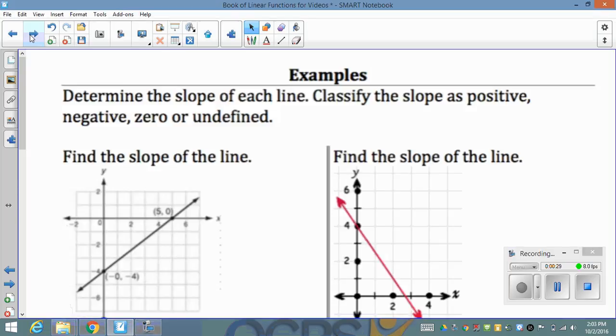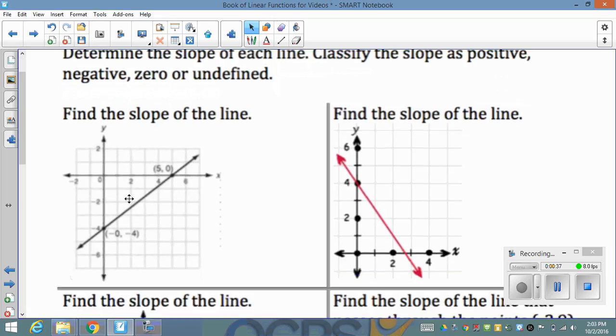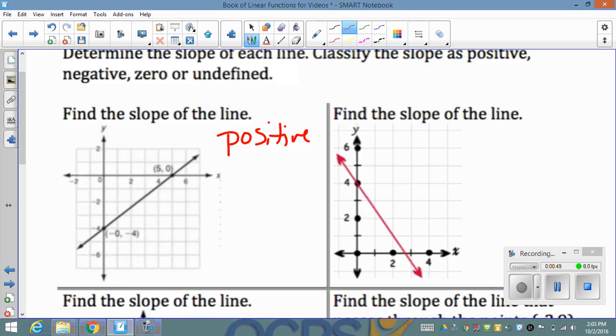So our directions here: determine the slope of each line. Classify the slope as positive, negative, 0, or undefined. We're going to start with our first example here, and I can actually look at this and classify before I find my slope. This one is definitely positive because it is rising from left to right.